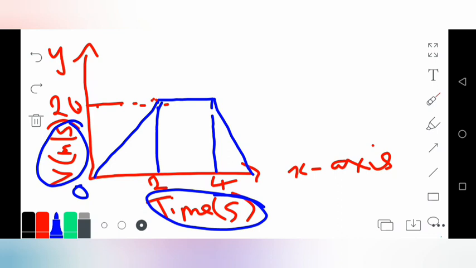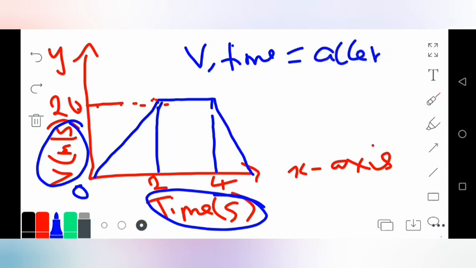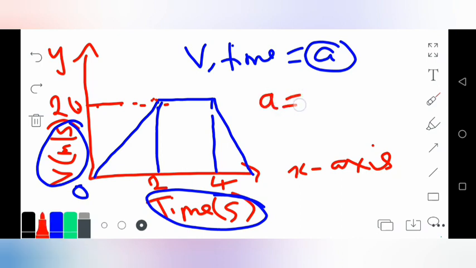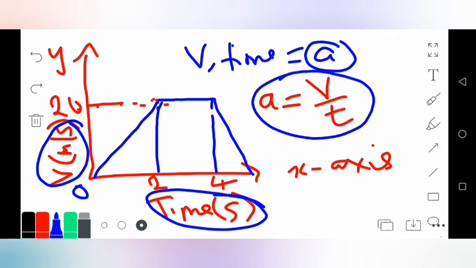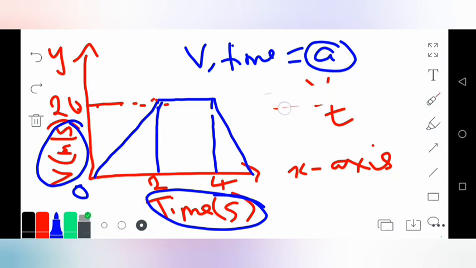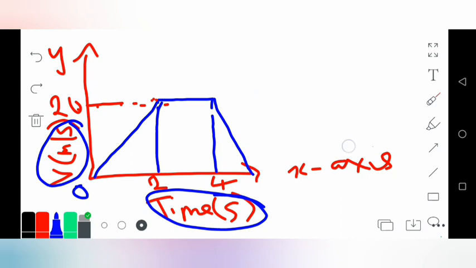So when you have velocity and time, the question that is going to come is about finding the acceleration, represented by A. We said that acceleration is the change in velocity divided by the change in time. So we are making things simple. When we say V, we should be more specific about what we mean.